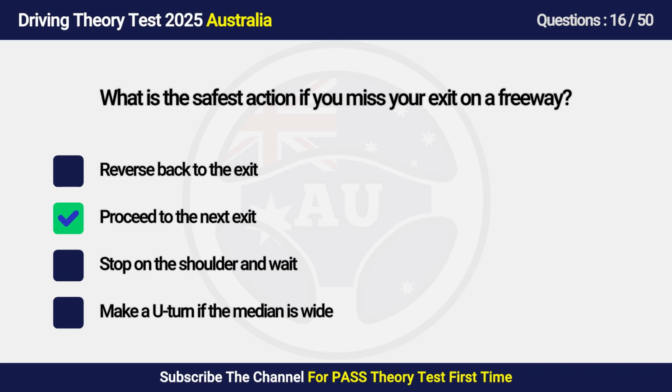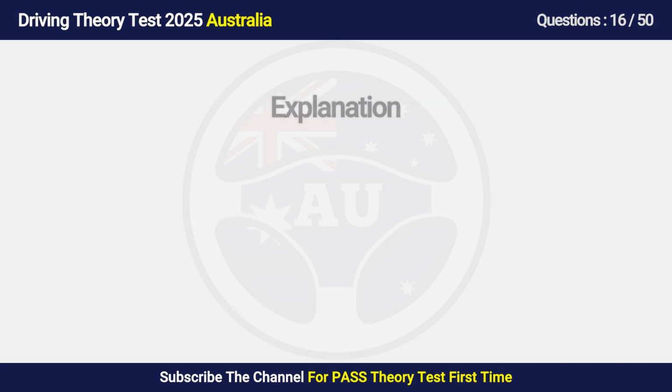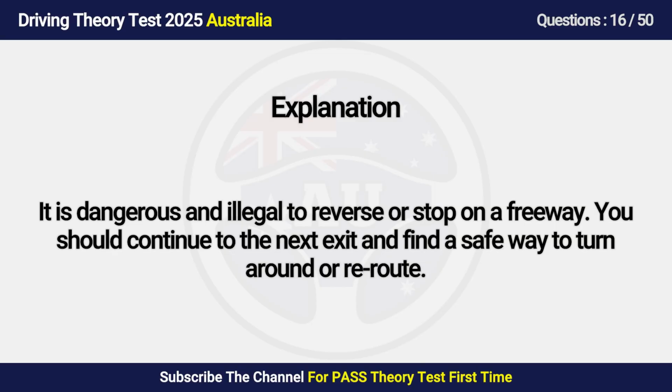Answer is B. Proceed to the next exit. It is dangerous and illegal to reverse or stop on a freeway. You should continue to the next exit and find a safe way to turn around.